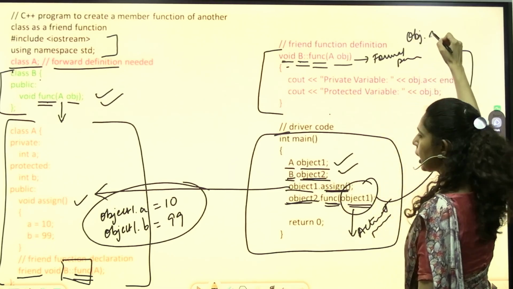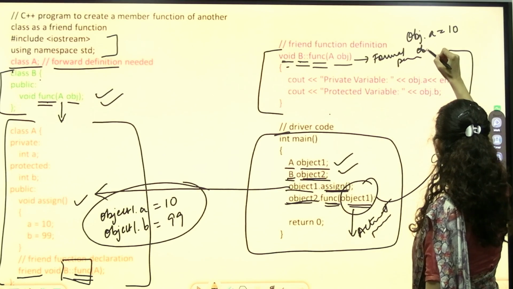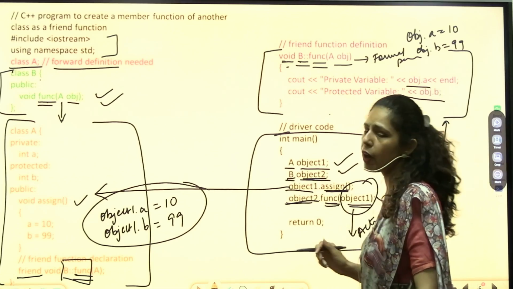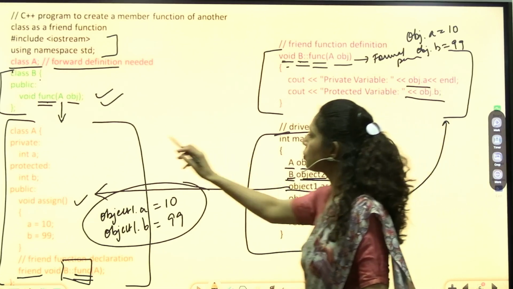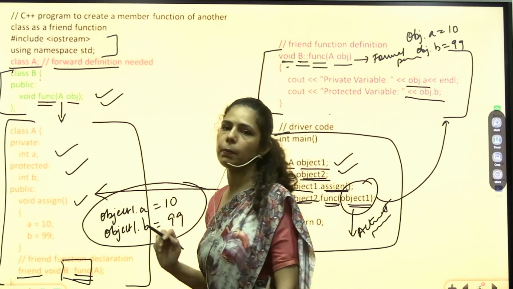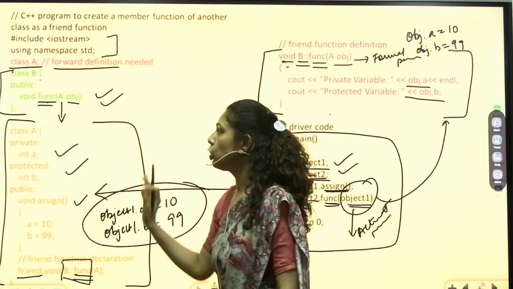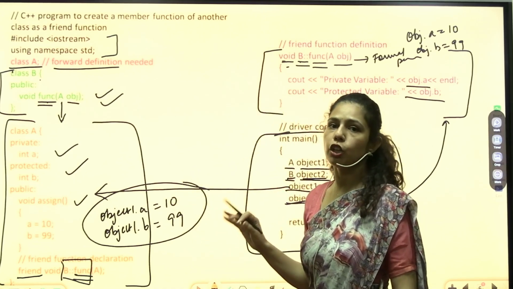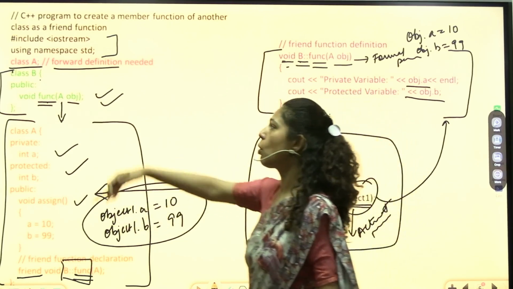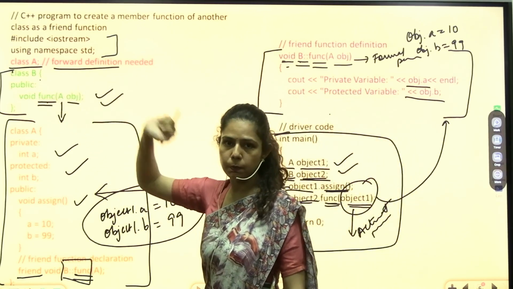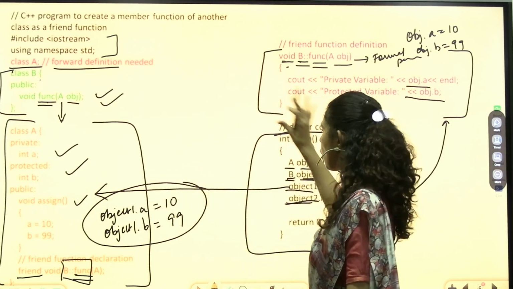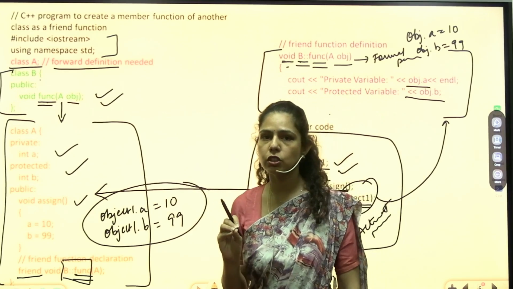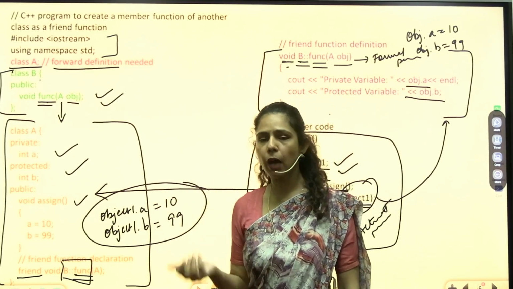So obj.a will become 10 and obj.b will become 99, and again you will display these two values. These two values were private and protected members of class A. Still you were able to access these private and protected members using your friend function, which belongs to some other class, that is class B. So this was the basic idea about how you can use a friend function that belongs to some other class.